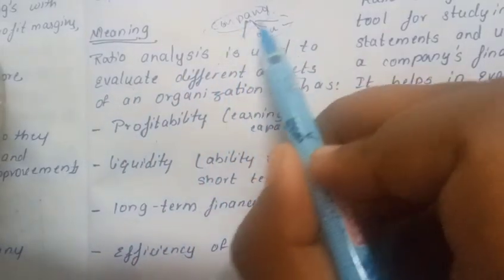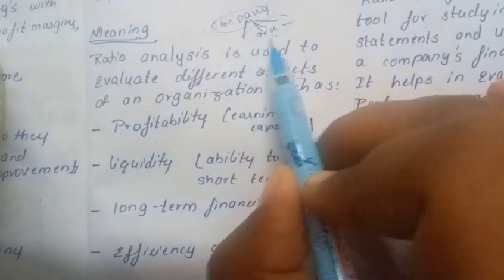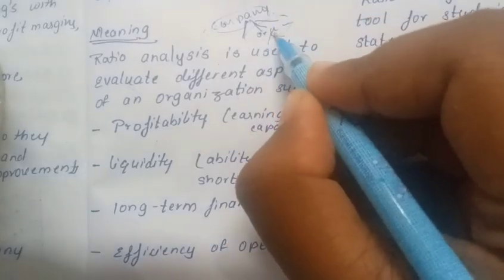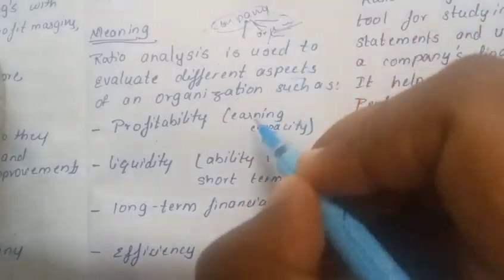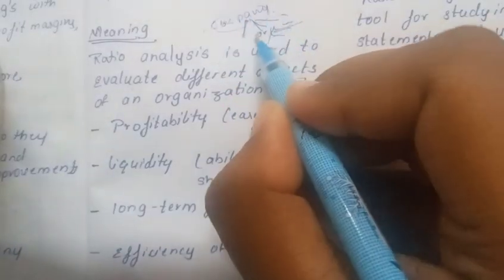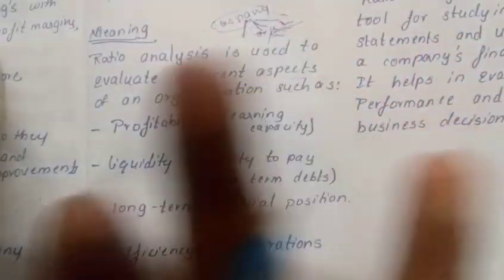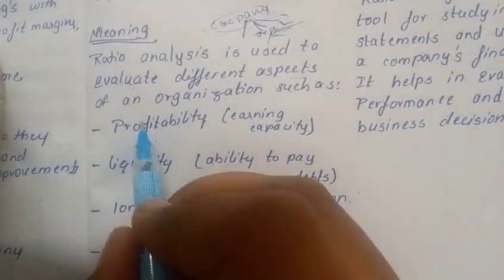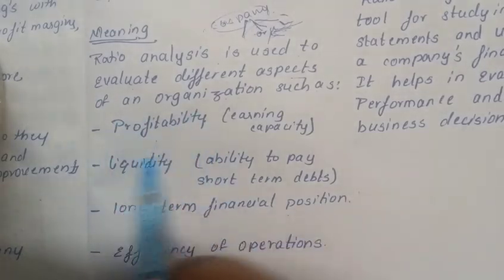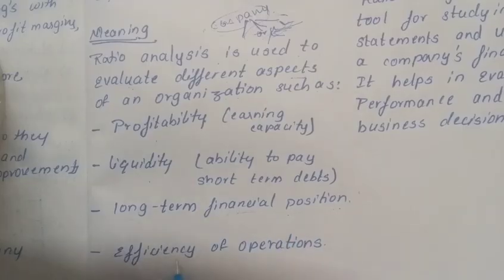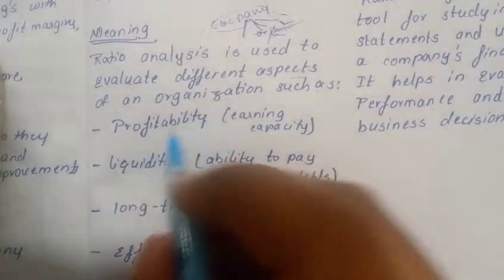Think of an example: there is a company, there is an organization, and this organization has 4 different aspects. What are they? Profitability, liquidity, long-term financial position, and efficiency of operation. So okay, let's see the first one.